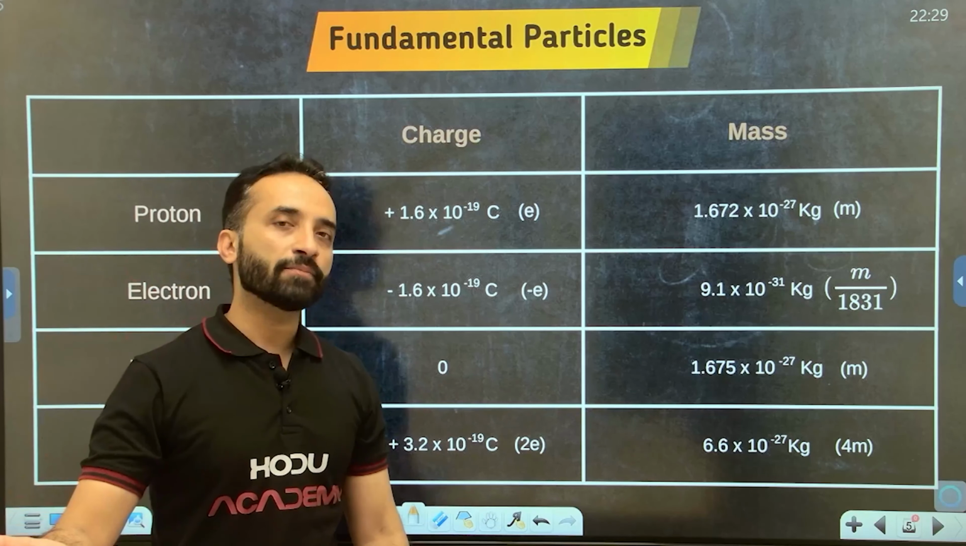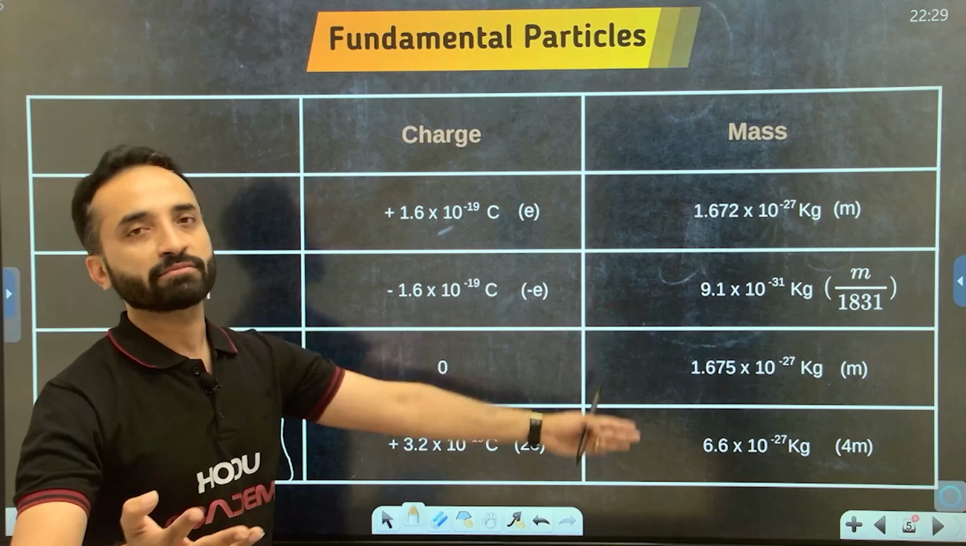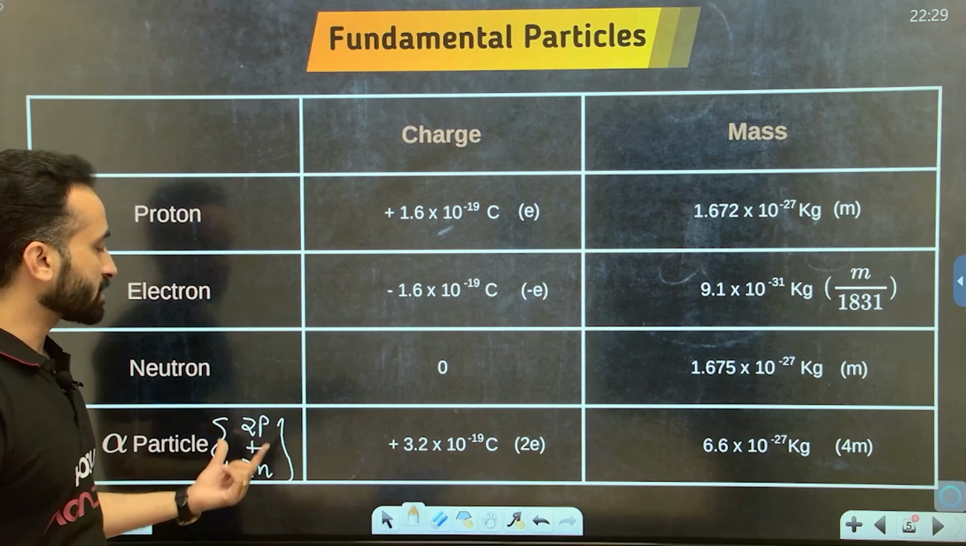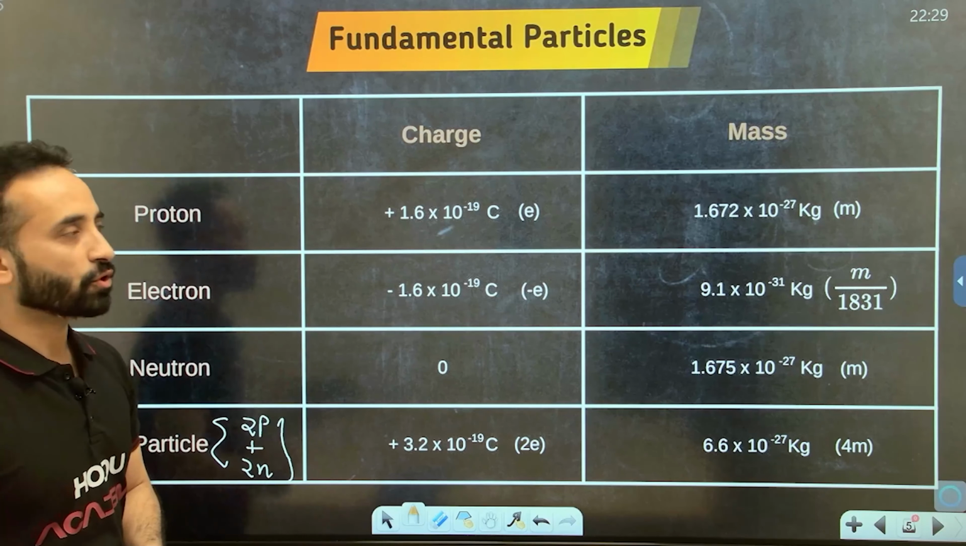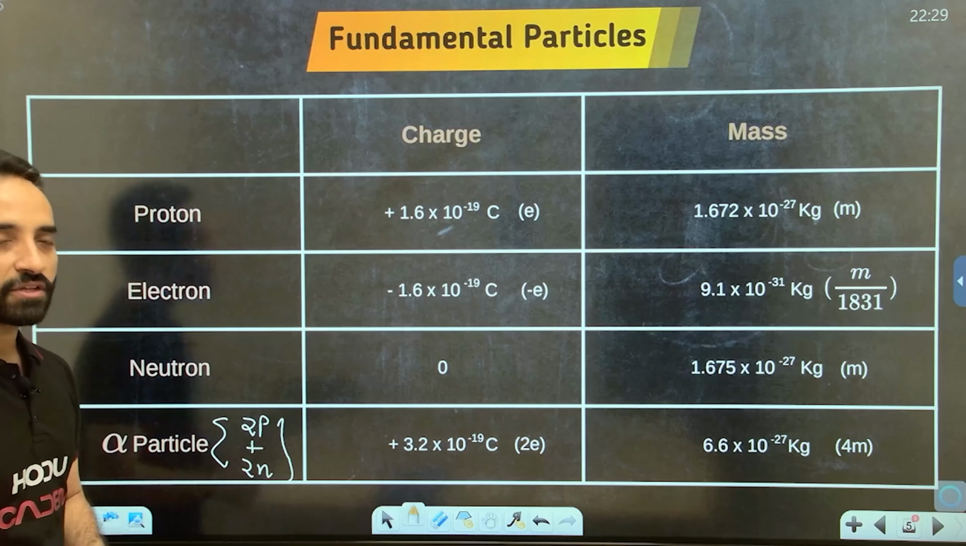And what about helium nucleus? So it is approximately 4 times the mass of a proton because it has 2 protons and 2 neutrons, right? Take a screenshot of this, then we move forward.